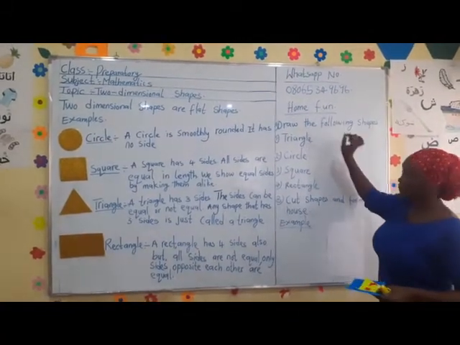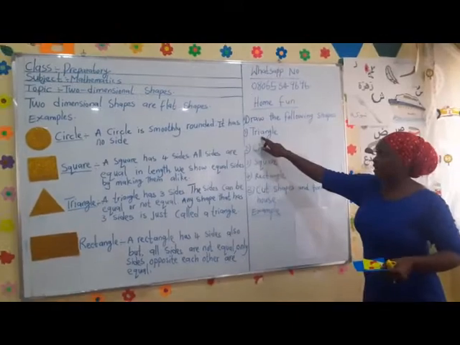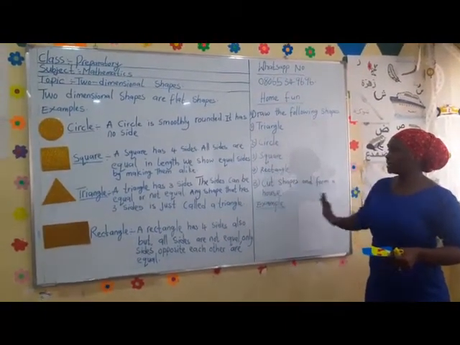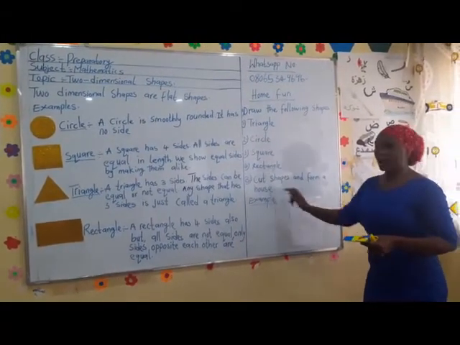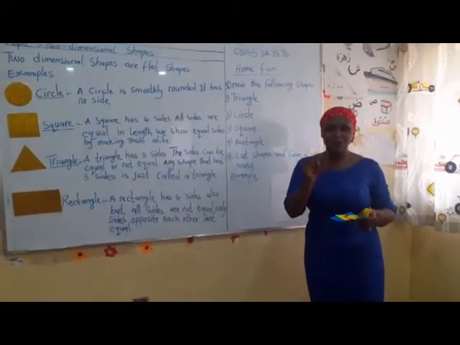Now, this is your homework for today. You are going to draw the following shapes: a triangle, circle, square, rectangle. Then for part B, you are going to cut shapes and form a house. Now we are going to do it together. I'm going to teach you how to form a house with shapes.